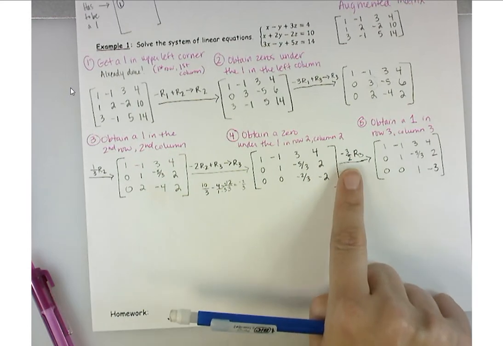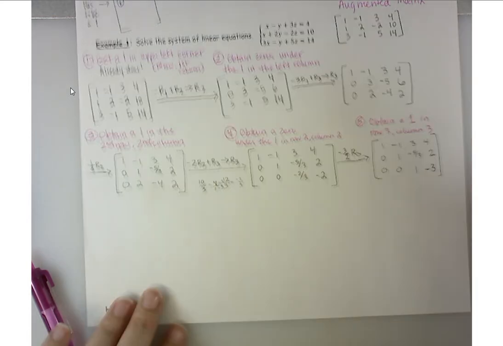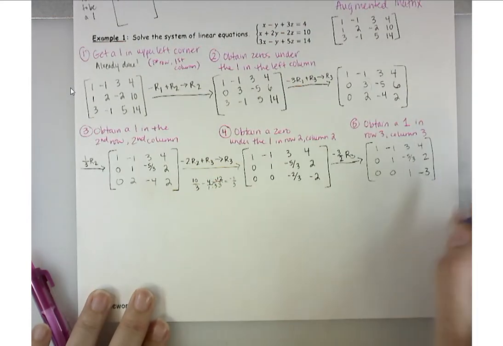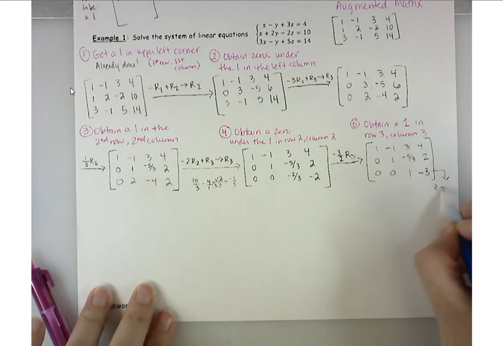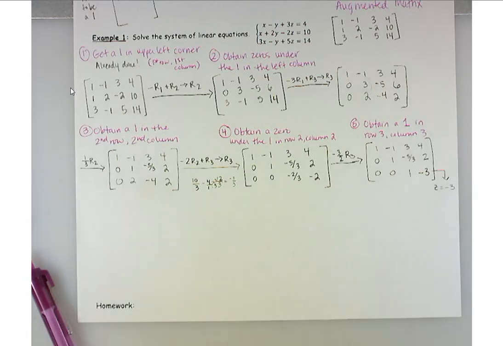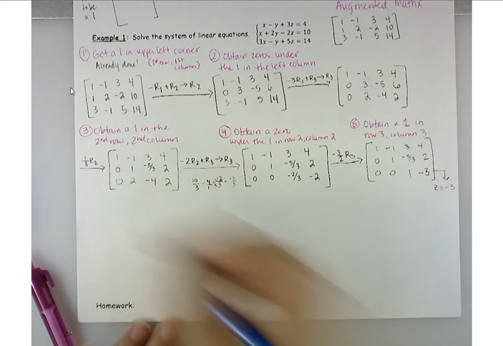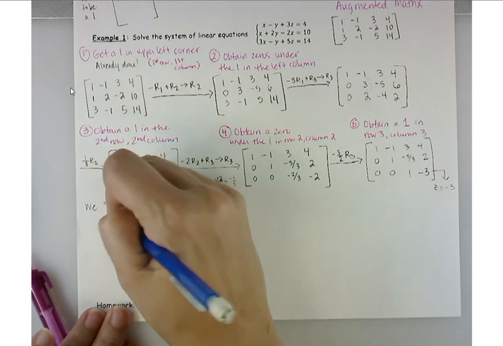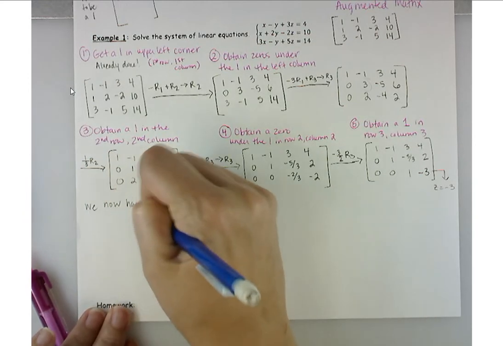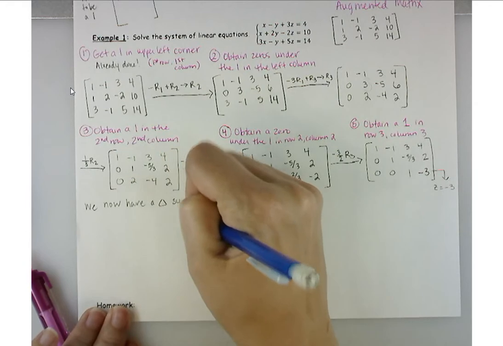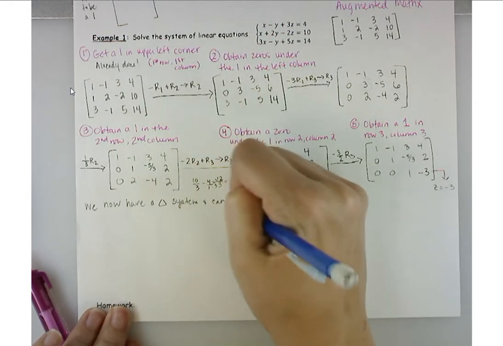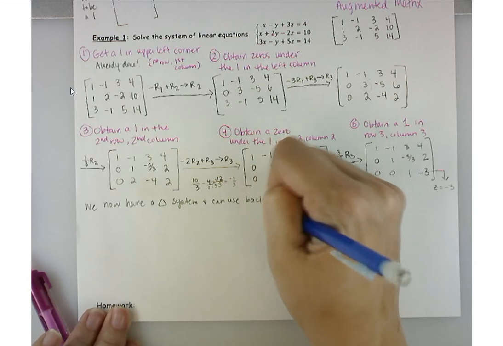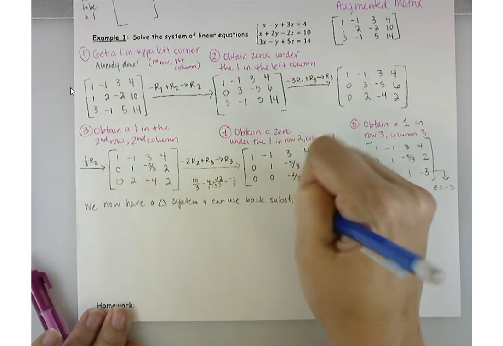Okay, so now what we have is a triangular system. What does this mean here at the bottom? Good, z equals negative 3. Okay, that's what that means. So we now have a triangular system and can use back substitution.